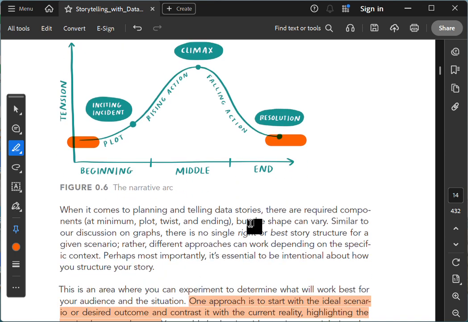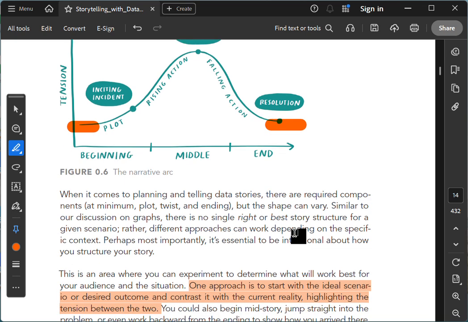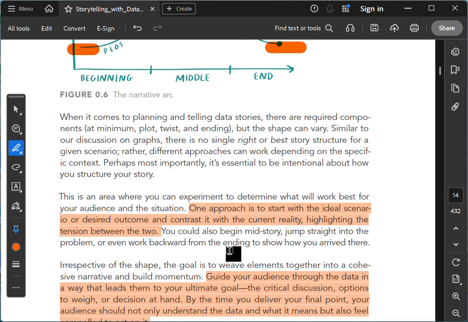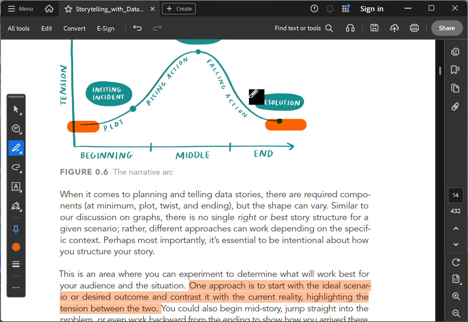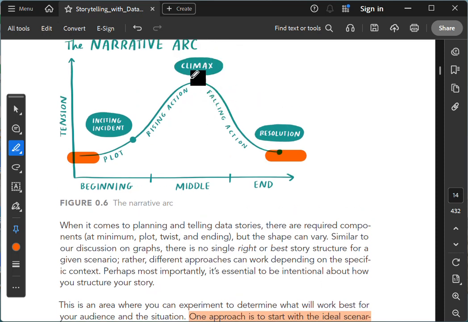And like the book says, the graph could take different forms. So it's not necessarily always going to look like this bell form in the book. But the most important thing is that you should experiment with what will work best with your audience and the situation. So sometimes instead of starting from the beginning, like the plot, you can start with the climax. You can start with what you've discovered and then walk backwards and then take them back forward again.